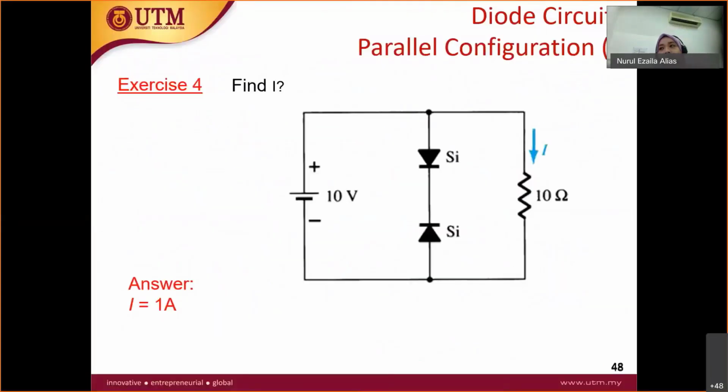All right, find I. First you need to determine whether this diode is on or off. Now you have two diodes in opposite direction. Let's define. The first silicon diode, the top silicon diode, is it forward bias or reverse bias? Forward. It is forward bias.